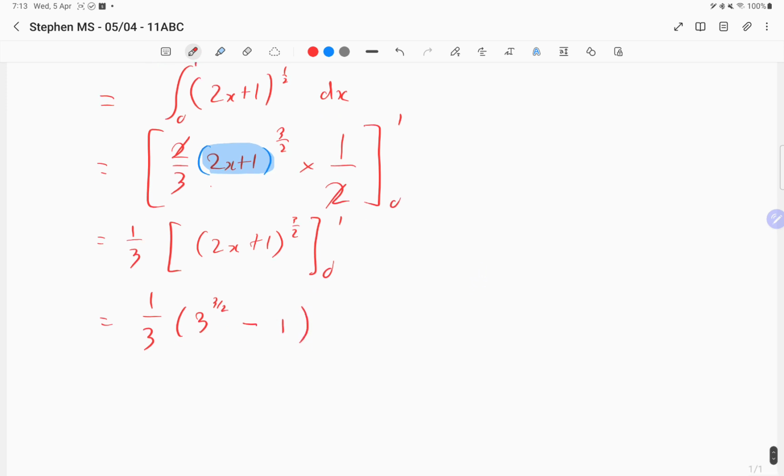So that would be 1 over 3 times by 3 to the power 3 on 2 minus 1 over 3. Why do I multiply it in? Because I can simplify this. What would I simplify to?